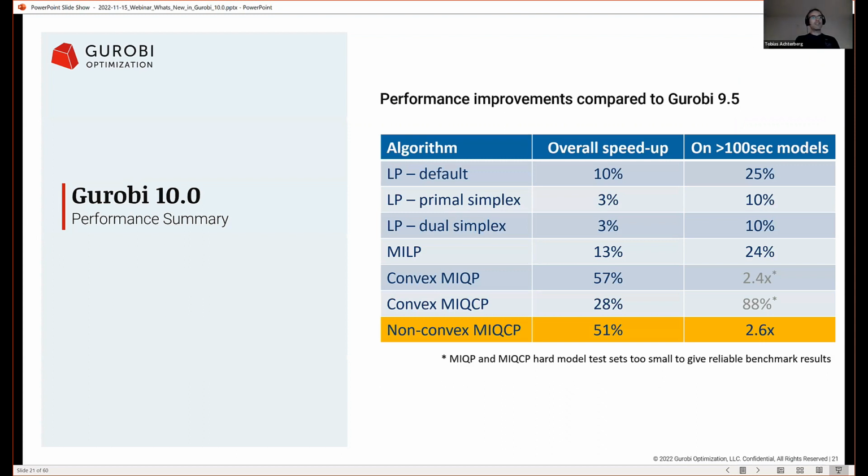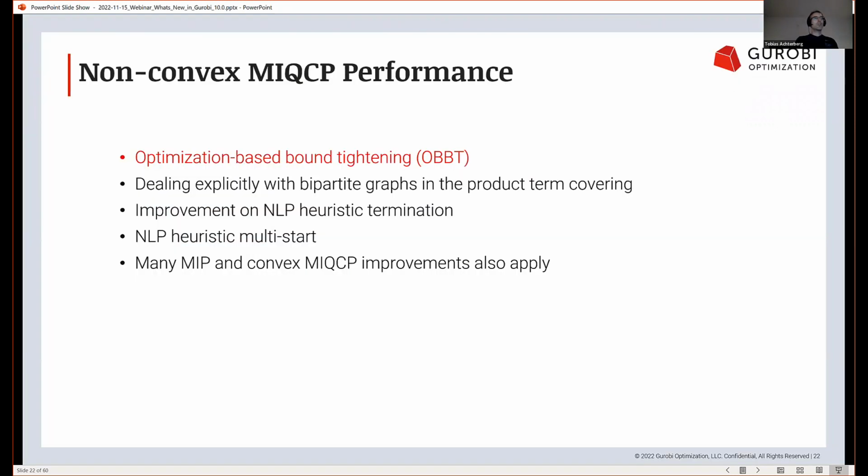Okay, let's switch to the non-convex MIQCP. So now here, as promised before, we are talking about the optimization-based bound tightening procedure, but we have also other performance improvements here. So for example, when we want to linearize the product terms that appear in the quadratic constraints, in some cases these product terms form bipartite graphs, and then we explicitly deal with those to find a better way of linearizing them or to turn them into bilinear constraints.